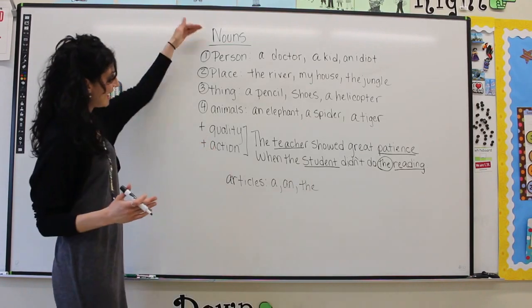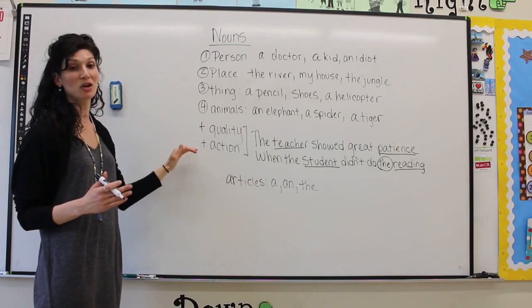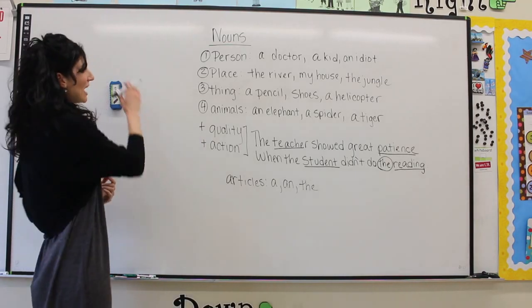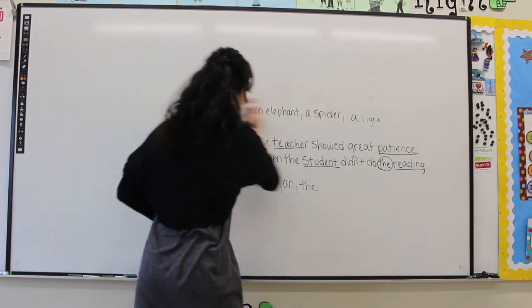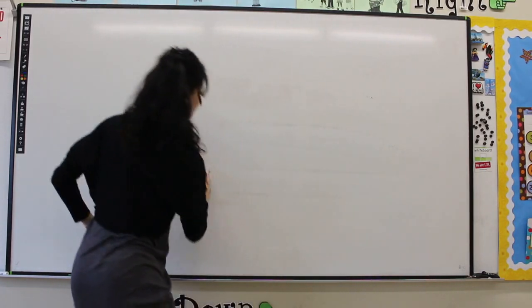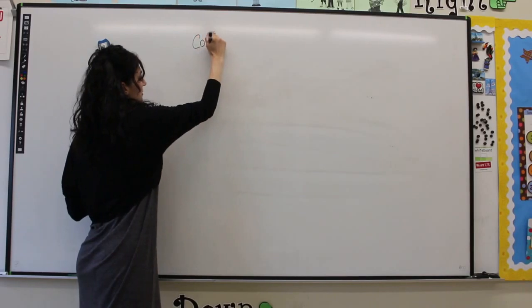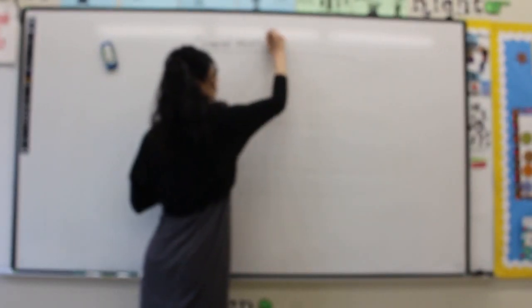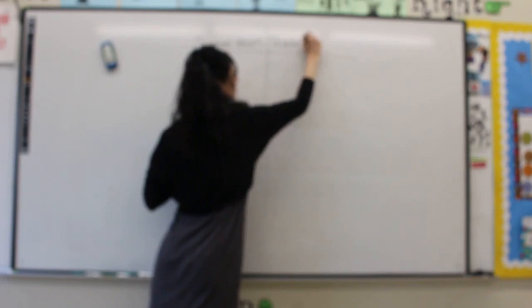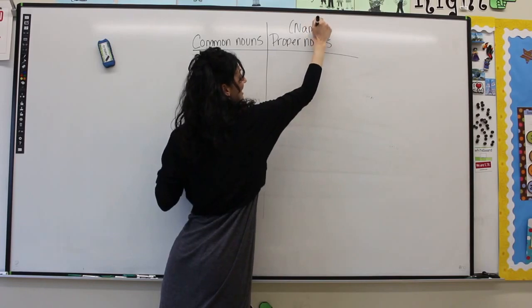Now that you know that nouns can either be people, places, things, animals, qualities, or actions, we're going to talk about how we can categorize some of these nouns. Nouns can be categorized into common nouns, and they can also be categorized into proper nouns, which is just a fancy way of saying names.